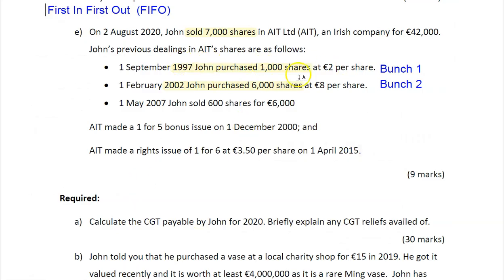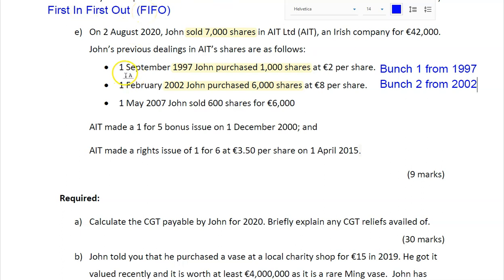What that means is I have a bunch of shares, like a bunch of bananas here, from 1997. And then there was a purchase on another date in 2002. So that's a separate bunch, and I look at these as separate assets. I don't mix them up. It's really important that I don't start calculating shares from 1997 and adding any shares in from the 2002 bunch. You keep the bunches separate always. And then the next thing is the first in, first out.